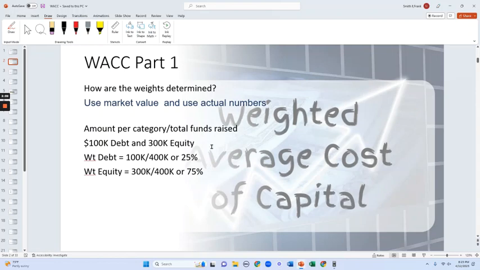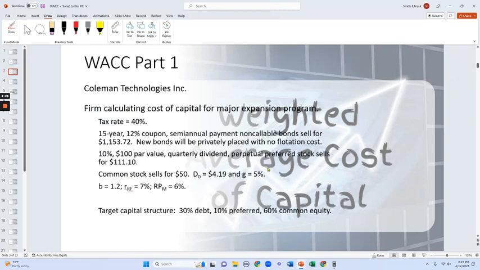$100,000 in debt and $300,000 in equity. 100 of the 400,000 would be the amount of debt, which is 25% weighting-wise in the debt, and 75%, or 300 of the 400, would be in equity. When you take the cost of each of these and multiply them by their weights, you're going to have the weighted average cost of capital.